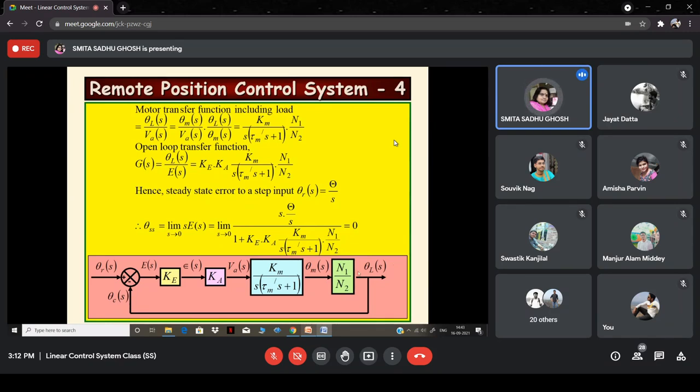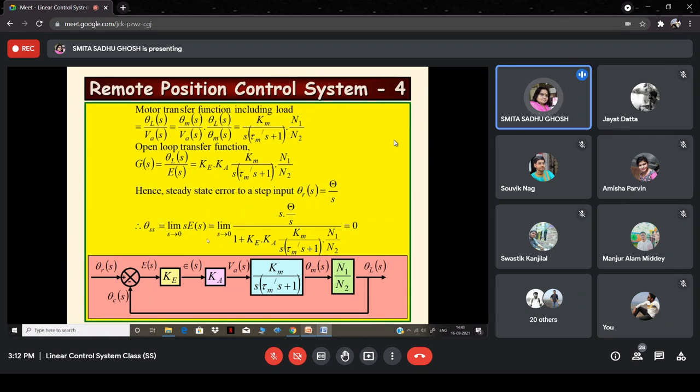It means that in the steady state, the error between the output signal and the input signal should be equal to 0, or at least as small as possible. So the steady state error of this particular system should be as small as possible, so that in the steady state, at least your output shaft position is going to follow the reference or command shaft position, right?